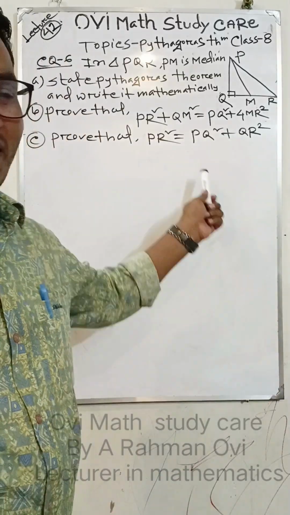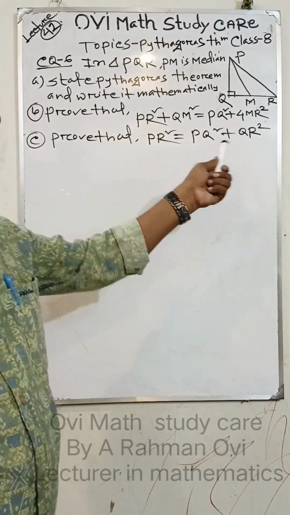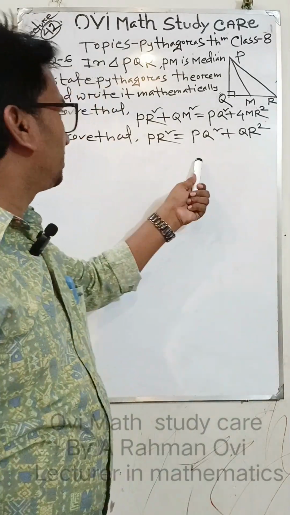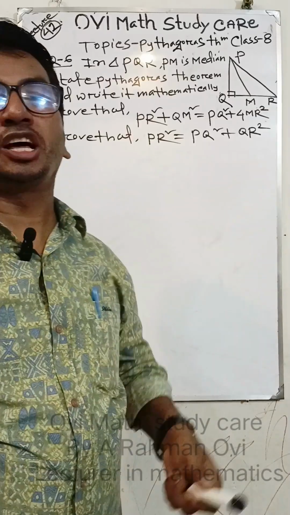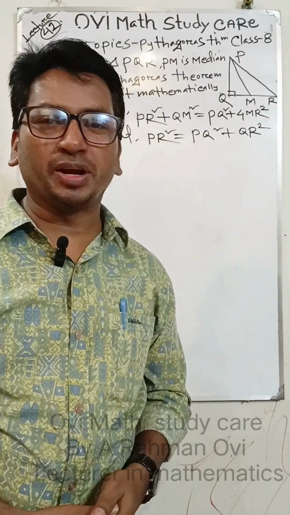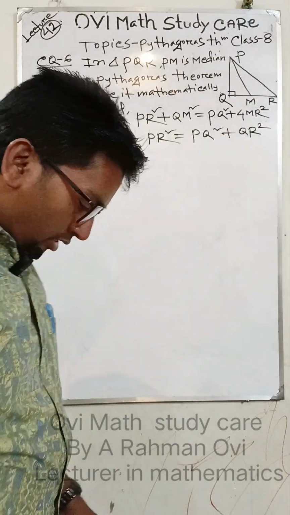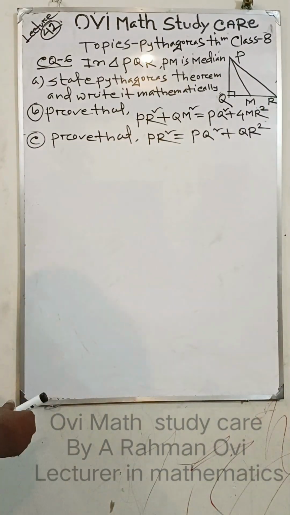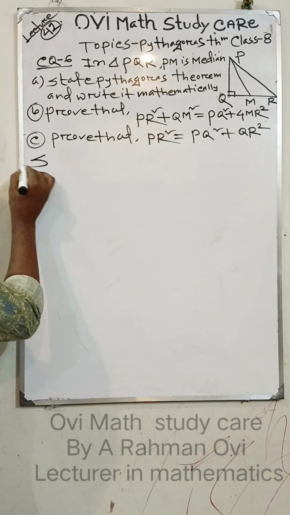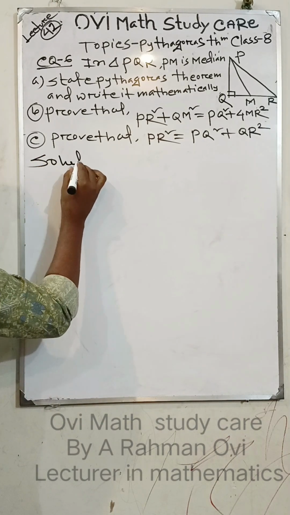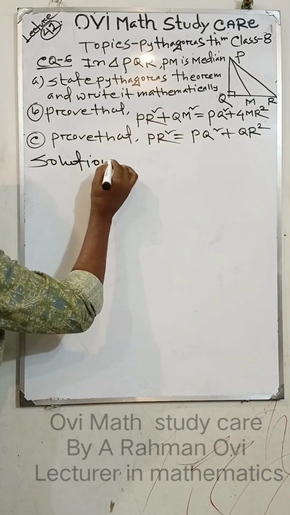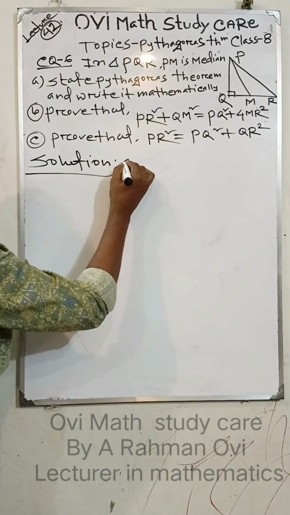What do you mean by this? The algebraic expression means it is the Pythagoras theorem. It is our main basic theorem, the basic of Pythagoras theorem. So now students, come, we solve the problem. First question, solution. How can we solve the problem of Pythagoras theorem?